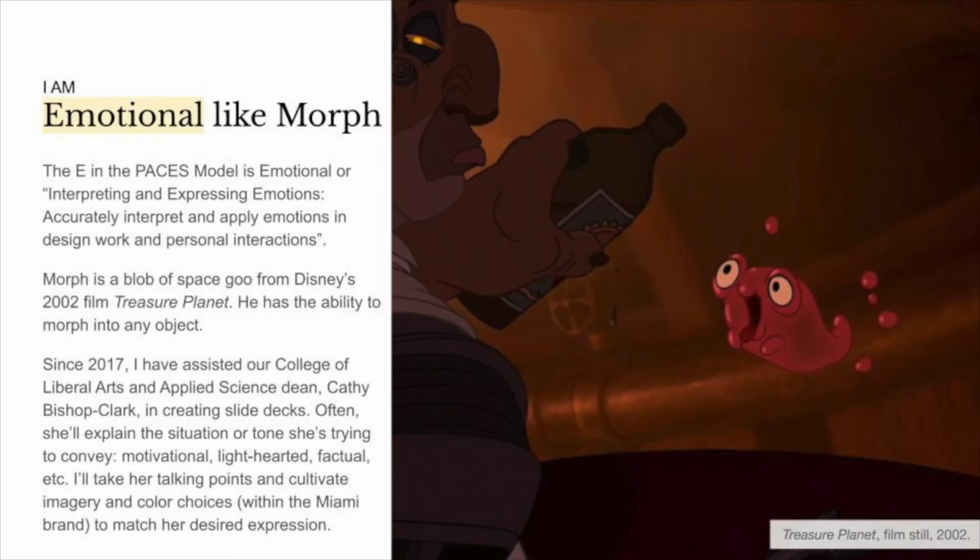The E in the PACES model is emotional, or interpreting and expressing emotions, accurately interpret and apply emotions in design work and personal interactions. And with that, I think I am emotional like Morph. Morph is a blob of space goo from Disney's 2002 film Treasure Planet. He has the ability to morph into any object. He's very empathetic and very observant of other people's emotions.